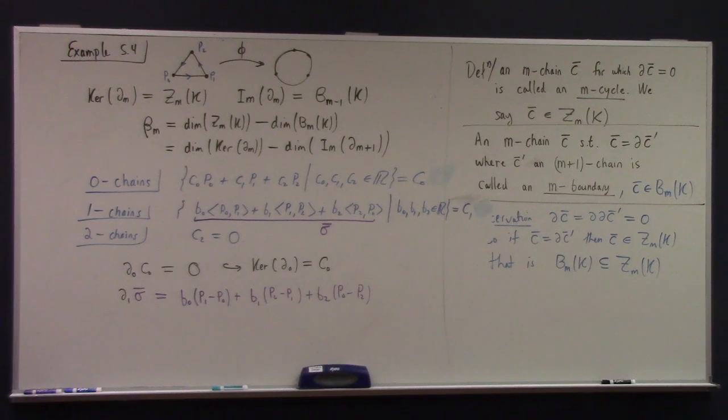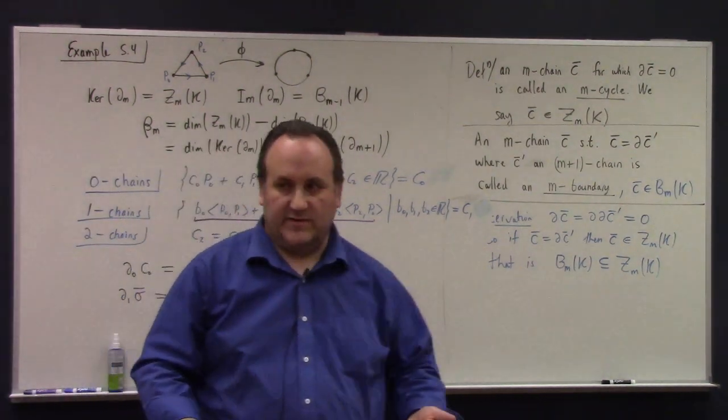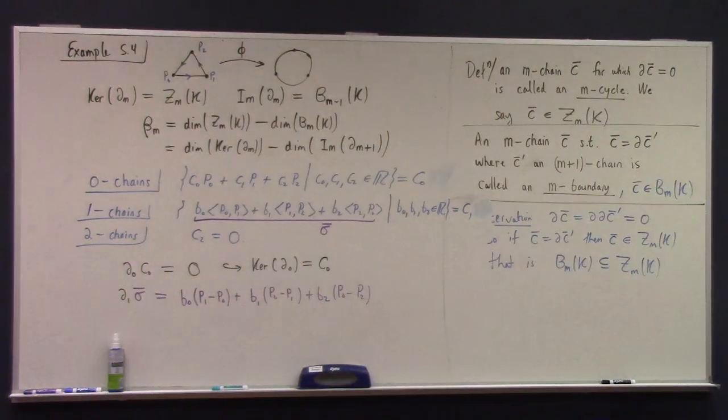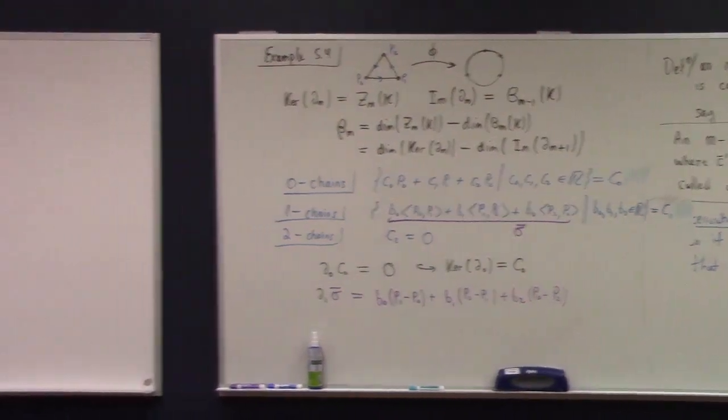I guess I have to erase this stuff over here, sadly. So how do you calculate dimensions of kernel and image? What should you do? When you're trying to calculate something in linear algebra, sometimes there's some slick way to do it without choosing a basis, but here we should just choose a basis and make the calculation plain, right? So what's my basis for the zero chains? What's my basis for the 1 chains?